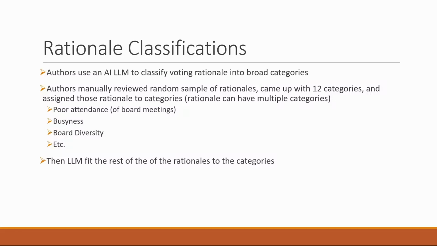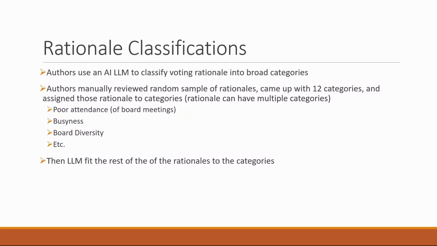Rationales could have multiple categories, but they were things like poor attendance of board meetings. So that's why we voted against this director, because he doesn't show up to meetings. Or busyness, the director is too busy with other jobs. Maybe he's a CEO of another company and he's on the board of directors of four other companies. We don't think he can actually show up to meetings because he's so busy. Or board diversity, that's one that showed up quite a bit. There are 9 other categories as well.